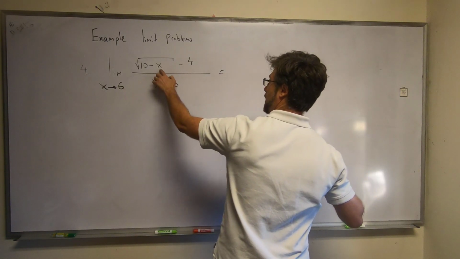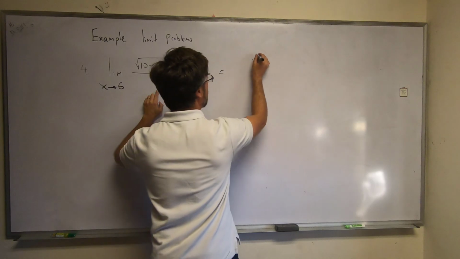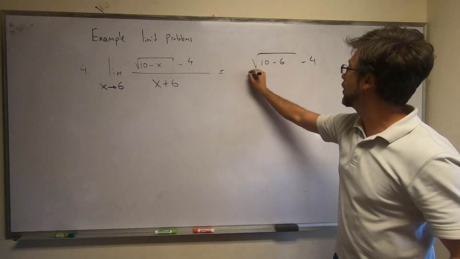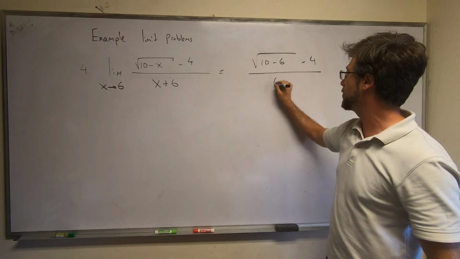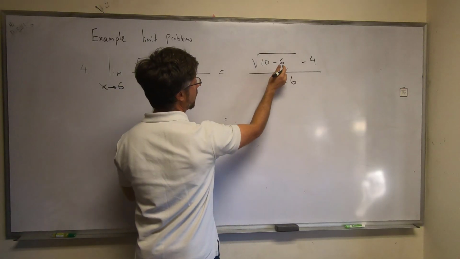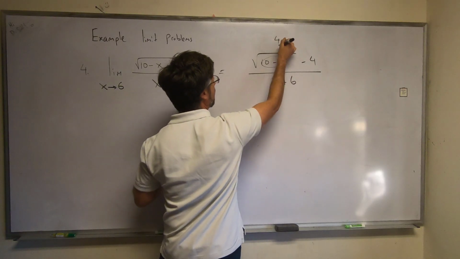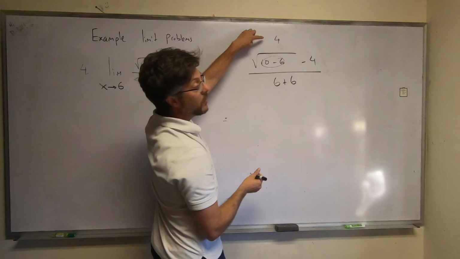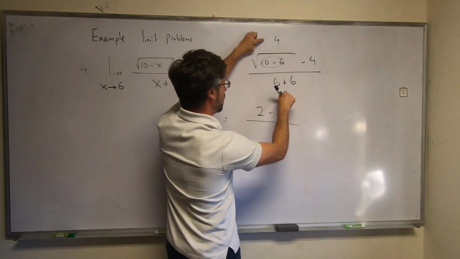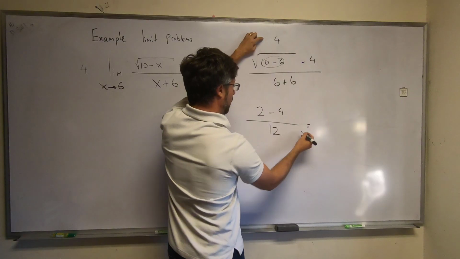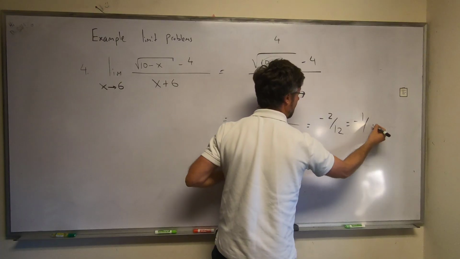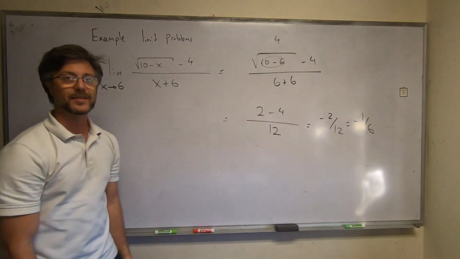So I plug in 6 here and there, and then we get 10 minus 6 minus 4 divided by 6 plus 6, which sums to 12. And then here on the inside, this would become the value 4. But the square root of 4 is 2, so the numerator is 2 minus 4, and the denominator is 12. So that this reduces slowly and steadily down to the value 1/6.